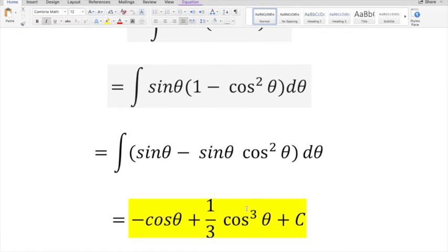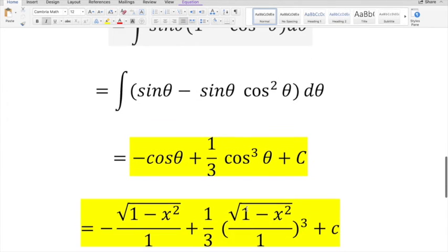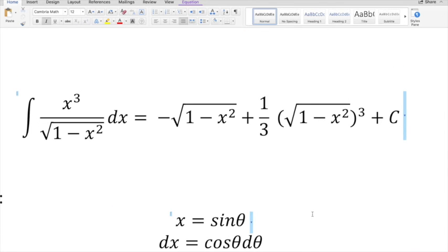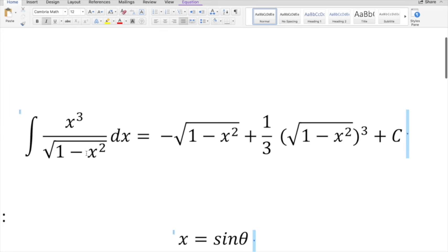We know x equals sine theta, so for cosine theta we have square root 1 minus x squared over 1. We can think about it like a triangle for the sides. The same goes for cosine theta cubed: we have square root 1 minus x squared, cubed. So the final answer is: the integral of x cubed over square root 1 minus x squared equals minus square root 1 minus x squared plus 1 over 3 square root 1 minus x squared cubed, plus the constant. We shouldn't forget that.